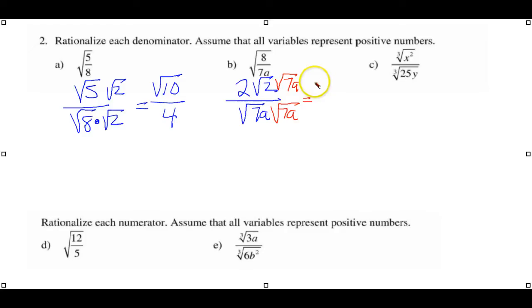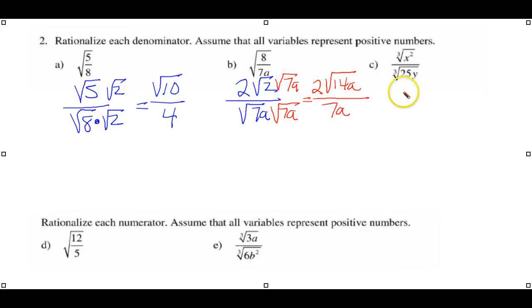So now my top becomes 2 times the square root of 14a over, and when you multiply a radical with the same base by itself, it just becomes the radicand, 7a. Now, nothing can cancel here because this a is under the radical. You can't cancel it.